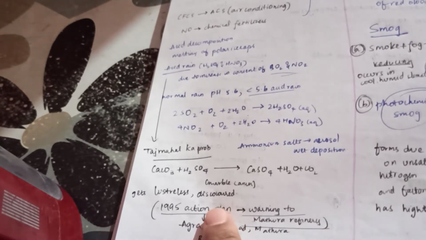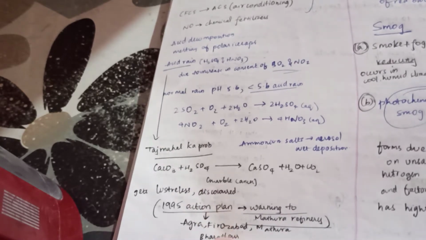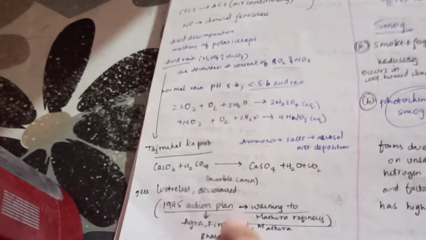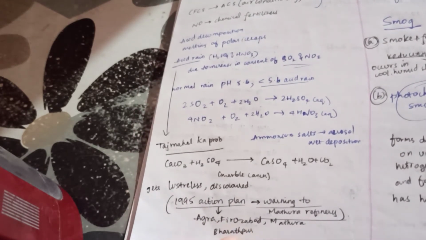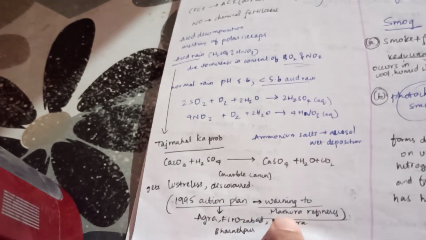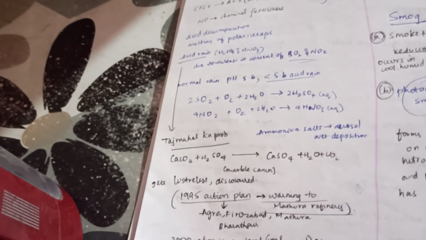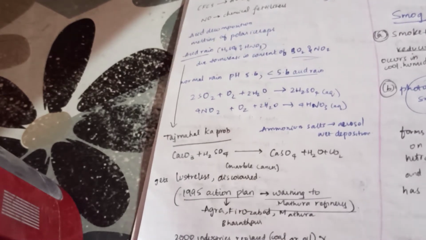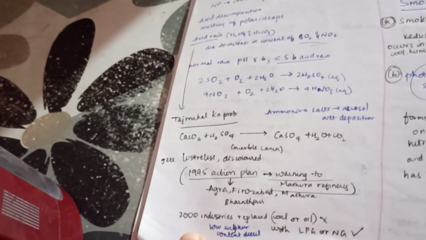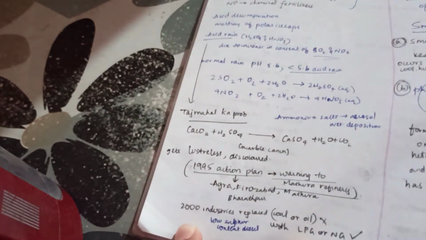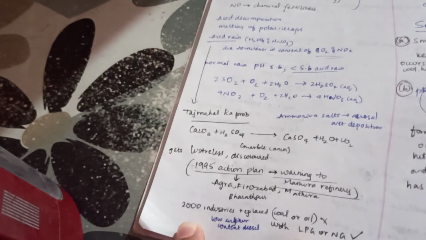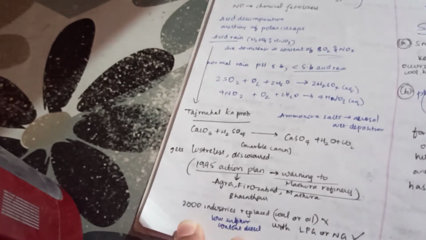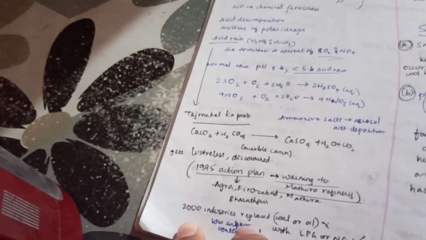Then you know that it affects tourism. And in 1995, an action plan was issued in Agra, Firozabad, Mathura and Bharatpur to prevent this marble cancer. The warning was to the Mathura refineries: to replace coal or oil with LPG or CNG, because these are good gases that comparatively make less pollution. Low sulfur content diesel should be used. So these kinds of things are issued by the government, but who follows it, right?